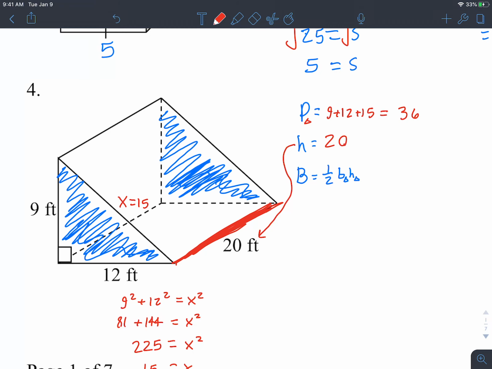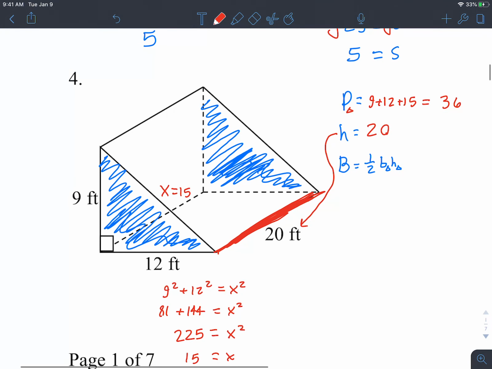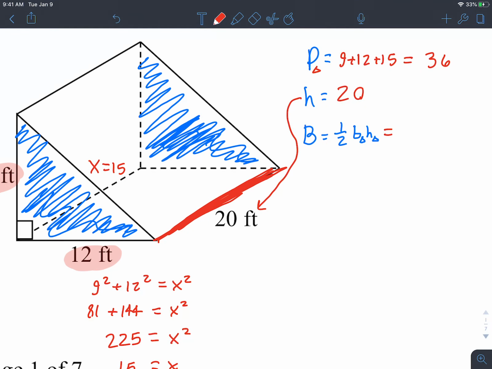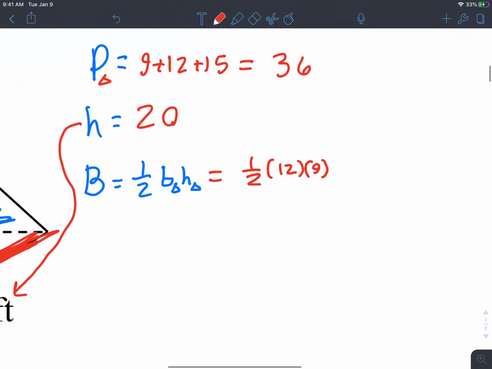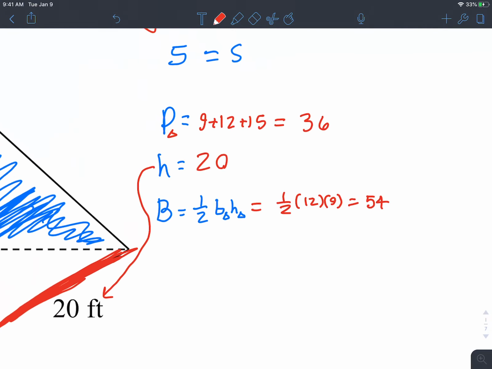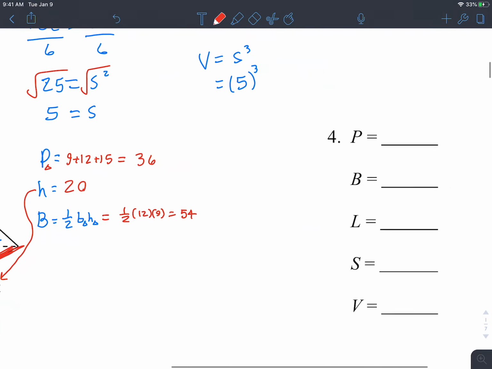For the area of the base, we want to do 1/2 the base of the triangle times the height of the triangle. That's going to be these two numbers here. It's going to be 12 times 9, and then half of that. And really, you can do that in any order that you want. 1/2 of 12 is 6, and then 6 times 9 is 54.